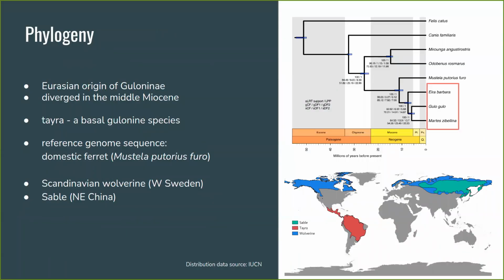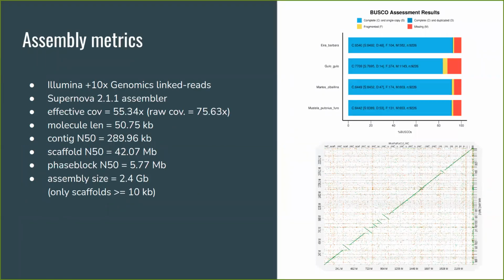So just briefly, a bit about the phylogeny of these species. Guloninae originated in Eurasia and then rapidly spread across the continents. Today we're seeing Thyra as a basal Guloninae species among the extant species. Here you can see the distribution map of the species. Wolverine has a large area, but the individual that we used for our comparison comes from the western part of Sweden. When it comes to sable, we used for the comparison an individual coming from northeastern China. And for the structural variation analysis, we relied on the reference genome sequence of domestic ferret, which is equidistant from these species.